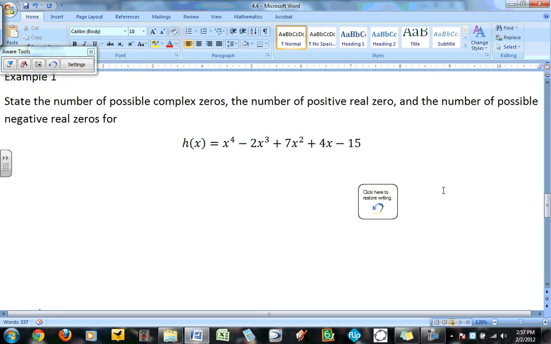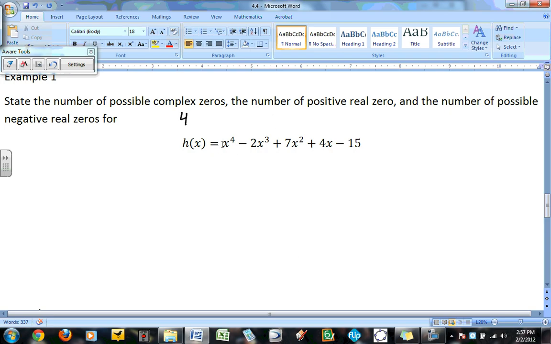It says state the number of possible complex zeros, the number of positive real zeros, and the number of possible negative real zeros. All right, so we know that total there are 4 possible complex zeros. We learned that a couple sections ago, saying that the number of complex zeros is the same as the highest degree of your equation. So there are 4 possible complex zeros right here.